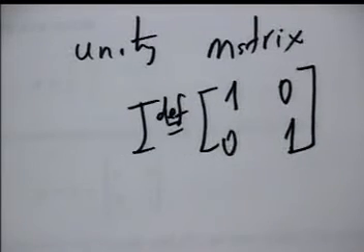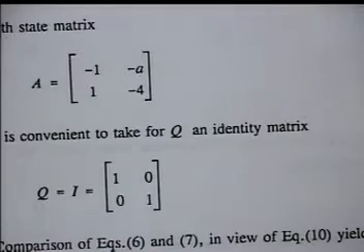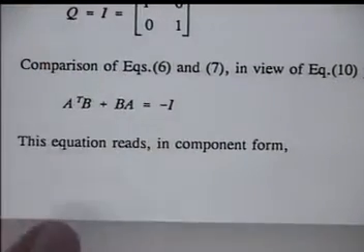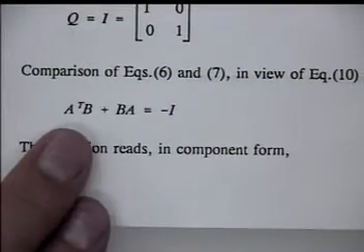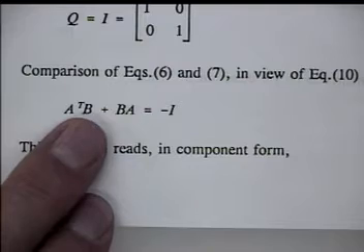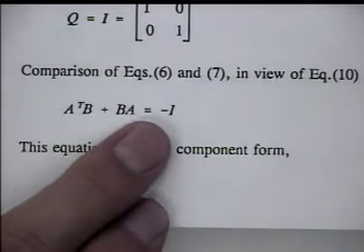If you have not heard it, now you hear it. So you have heard it already. So it's a past. So we are looking at these equations, and we say A transpose B plus BA equals minus I.